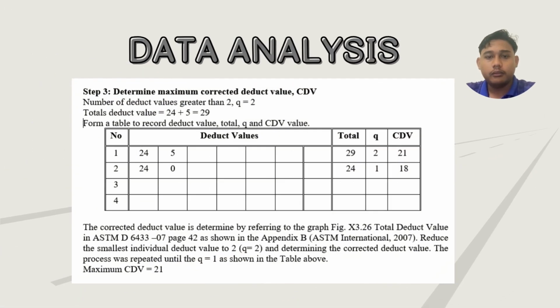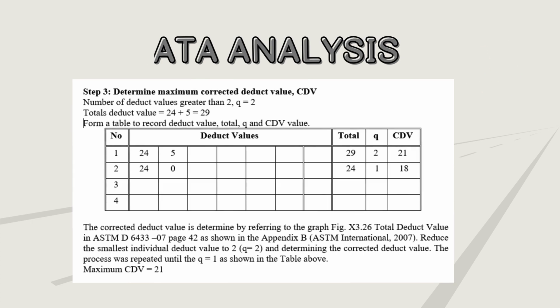Step 3: determine the maximum correction deduct value. The number of deduct values greater than 2 is Q equal to 2, so the total deduct value is 29. The correction deduct value is determined by referring to the graph of total deduct value in ASTM D6433-07 page 42. Reduce the smallest individual deduct value to 2, Q equal to 2, and determine the correction deduct value. The process is repeated until Q equal to 1. The maximum correction deduct value is 21.